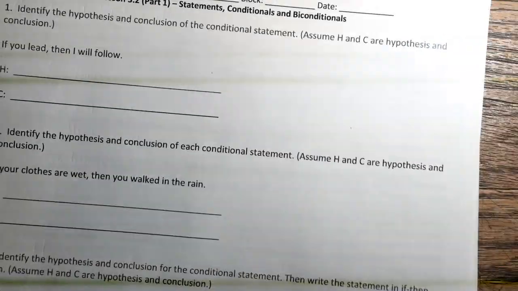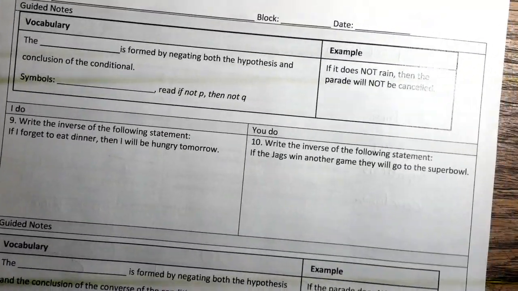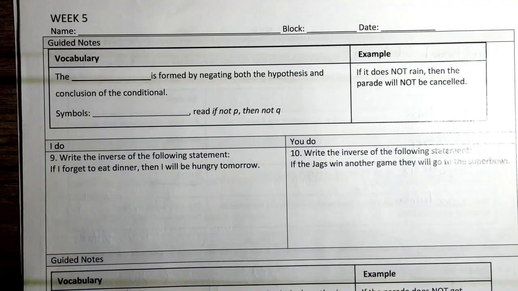Flip over to page 6. I believe that's the last of this lesson. Let's see, yep, 7 is independent practice. Yeah, let's do the vocabulary, get this bad boy knocked out real quick.